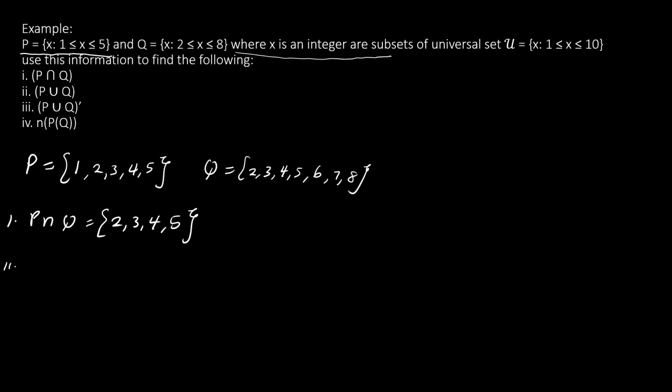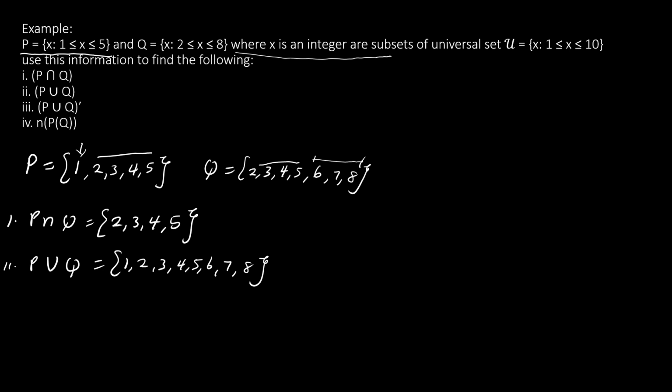The second one is P union Q. So these are the elements that we have in P and Q. It can be in Q or be in P, so you put everything together. Here we have 1, 2, 3 to 5, and here we have 2, 3, 4, 5, 6, and 7. If you check very well, we have all these as the common elements, and then the separate ones. So we just simply write out 1, 2, 3, 4, 5, 6, 7, and 8. So this is P union Q.